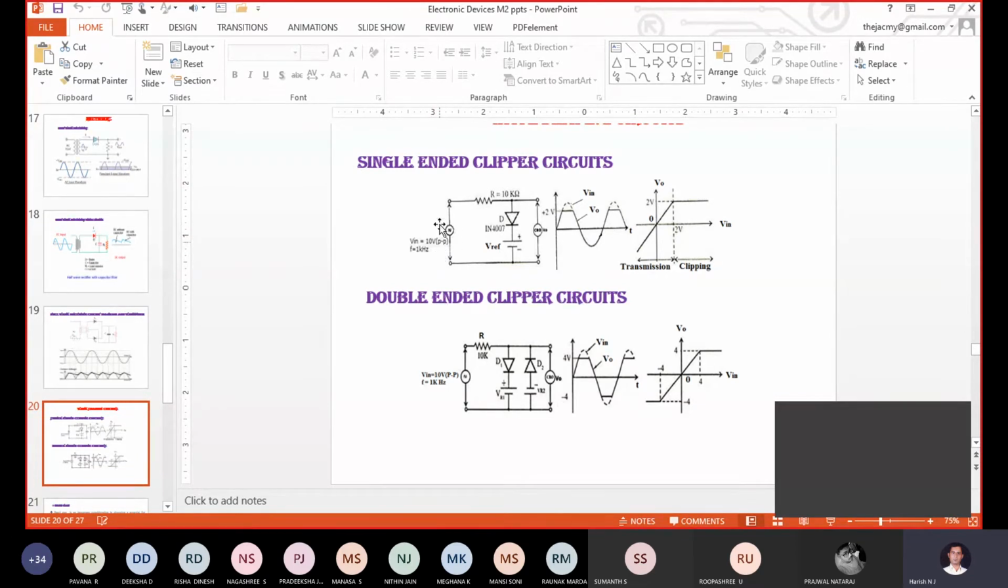When V in is dominating, the diode will be conducting. Is it clear? Yes, sir. When V in is dominating the V reference, the diode will be conducting. But up to 1.4 volt, the diode will be in switch off mode due to V reference. Once V in is beyond 1.4, the diode will conduct. So in such a way your clipper circuit will work. Using this clipper circuit, I can remove some portion of the positive side of the signal and some portion of the negative side. This is the working of a clipper circuit.